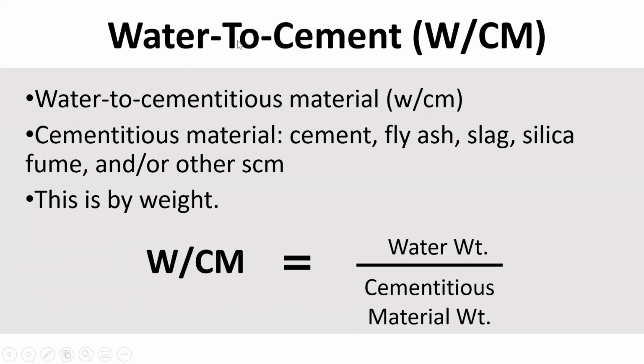So a lot of times now, instead of calling it a water cement ratio, they call it the water to cementitious material ratio. Either one, they're kind of interchangeable. But just realize that cementitious materials are going to be the cement, the fly ash, the slag, the silica fume, etc. And this ratio is done by weight. So the weight of water divided by the weight of your cement and slag, fly ash, everything that's used in that specific mix. That is your water cement ratio. So it's by weight.